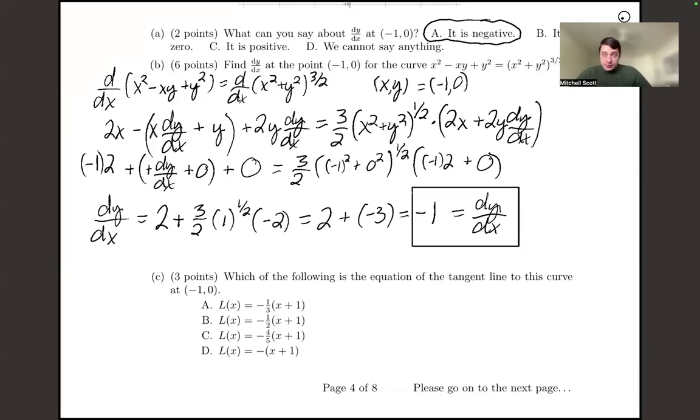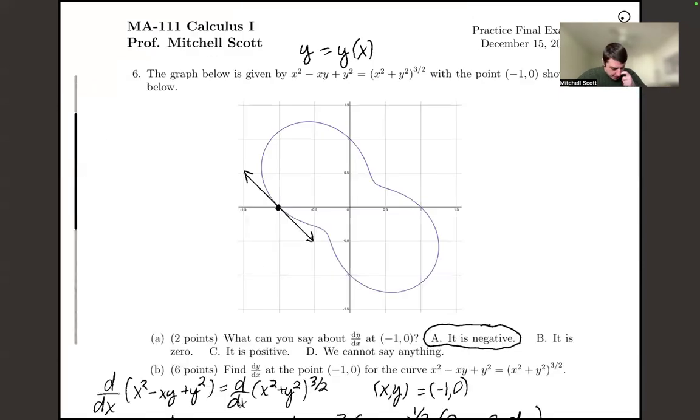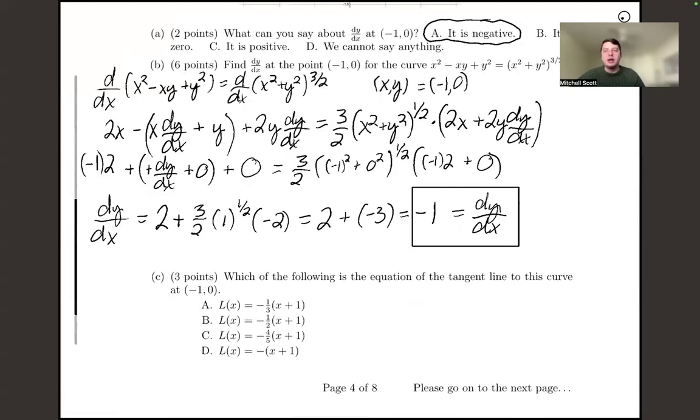And does this make sense with what we have, right? So the first question was conceptual, and we said it was negative, and we get a negative answer. So this does make sense. And if we looked at it, what we could say is, I would say that's roughly for every box it rises, it goes over 1, which is the exact definition of rise over run. So it looks like about -1. In fact, exactly -1.